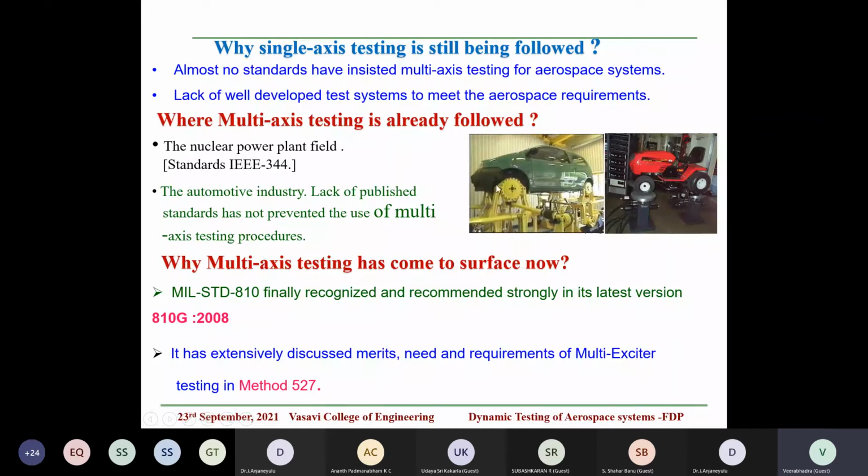Why test equipments were available for automobile was that their requirement of frequency range was 500 hertz. So for that, test equipments were available, but for aerospace it was not available. What was the system which was not available was the coupler, what we call spherical couplers, which need to simulate this 2000 hertz requirement, was not available actually.